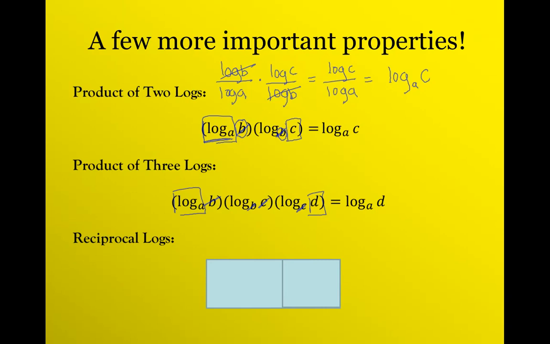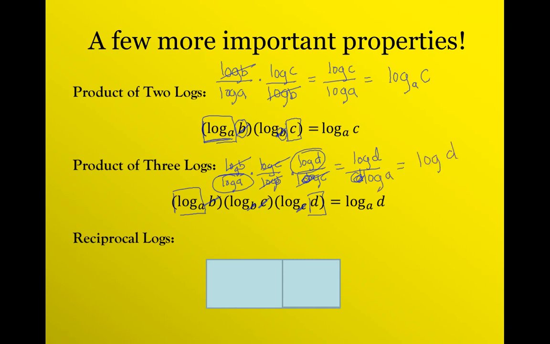Right? And if that didn't work for you, you could write it out as log of b divided by log of a times log of c divided by log of b. Oh, look, cancel. Times log of d divided by log of c. Oh, those cancel. So I'm just left with log of d divided by log of a, which is log of the argument divided by log of the base. The pattern just makes it go a little bit quicker.